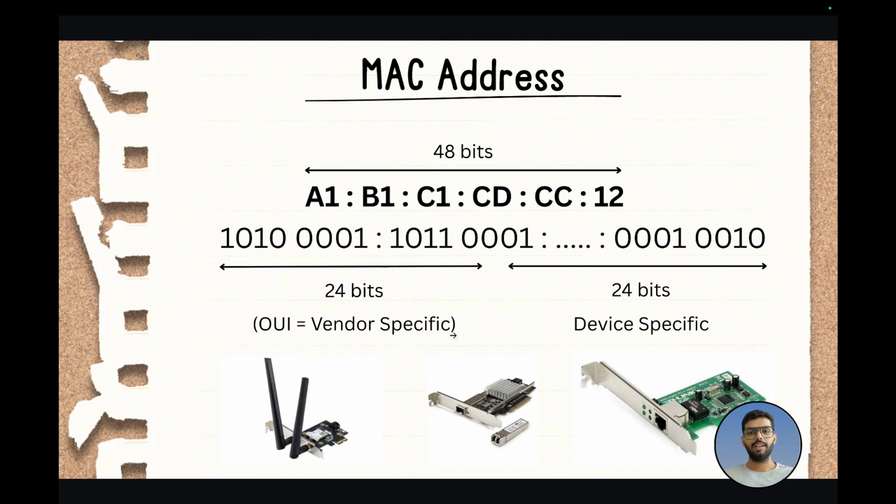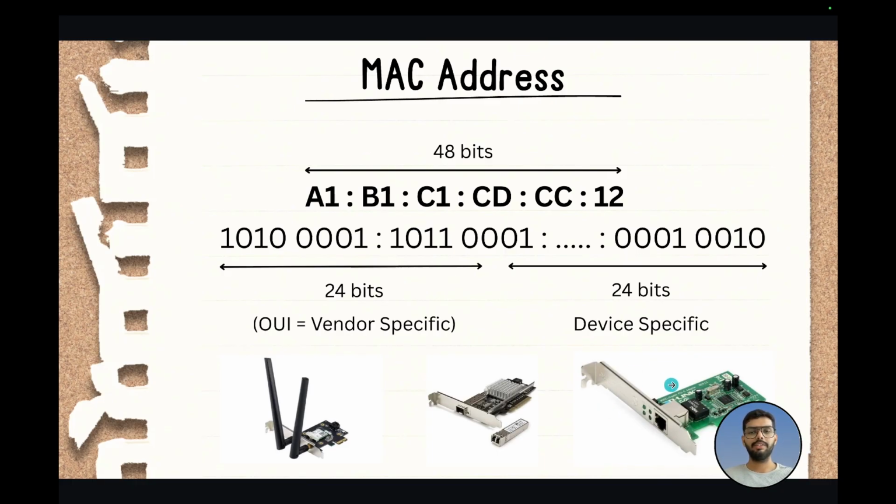So what is a MAC address? A MAC address is 48 bits long, and we represent those bits in hexadecimal format. So we'll have something like this: A1, B1, C1, CD, CC1, and there is an equivalent binary representation for this. Out of these 48 bits, the first 24 bits are vendor specific, which is called the OUI, and the rest of the 24 bits are device specific. That means one vendor can have 2 to the power 24 unique network interface cards. These are the addresses assigned to your physical NIC, or network interface card.